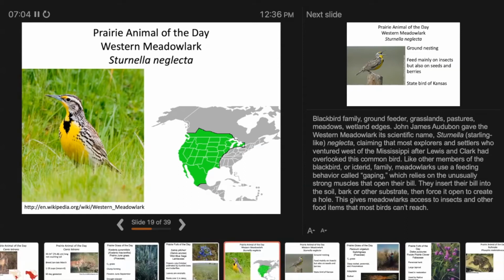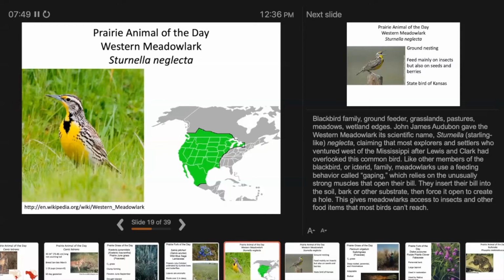Oh yeah, so this scientific name, Sturnella neglecta, was given by Audubon. So have you guys heard of the Audubon Society? It's a famous society devoted to the protection of wildlife, especially birds. John James Audubon was a big advocate of birds and described several species, including this one. And he claimed that most explorers and settlers who had ventured west of the Mississippi after Lewis and Clark had overlooked this common bird. So that's where the neglecta comes from. Many species, people are getting to know all the organisms, but no one talked about this one. He thought it was important people know about it, so he called it Sturnella neglecta.